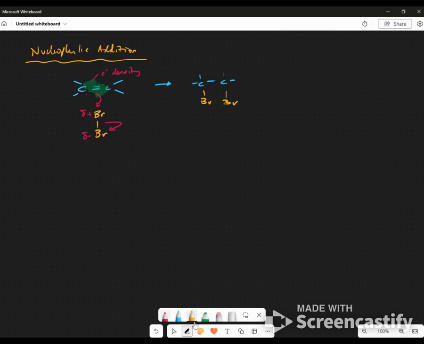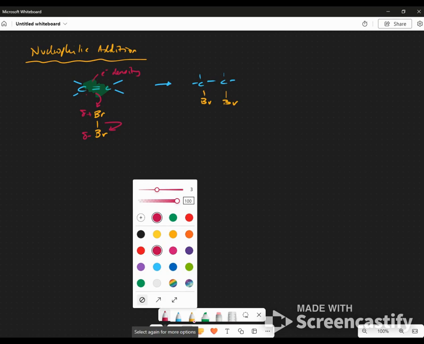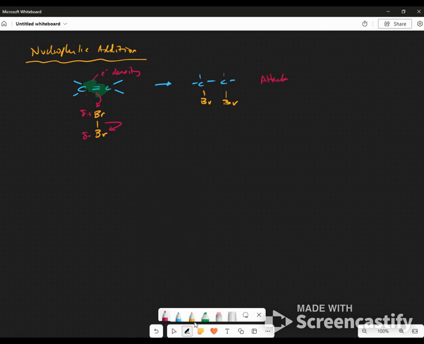Okay, there you go. Now, the thing to notice about this is the attacking species, in this case the bromine, is attacking electron density, the negative charge cloud. Therefore the thing that's attacking it is called an electrophile. And it's an addition reaction, so overall this is known as electrophilic addition.